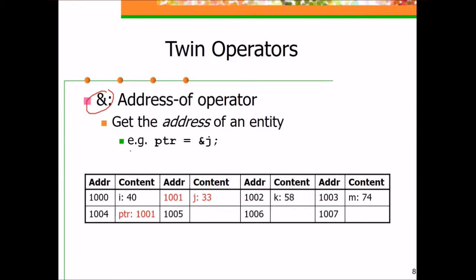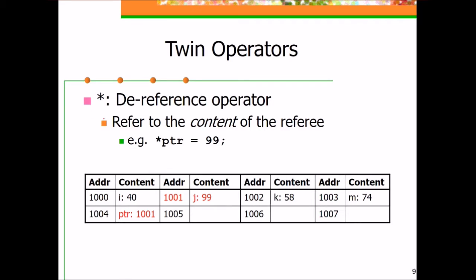Now this ampersand, we have used it, but what is it exactly? This is the address-of operator. We call it the address-of operator because it gives you the address of an entity. If you precede any value, not only j, with an ampersand, it will give you the address of it, and this ptr will now hold the address of j. See, there is a slight change. ptr now has an address, 1001, which is the address ptr is pointing to. So ptr has a value of 1001, which is actually the address of j.